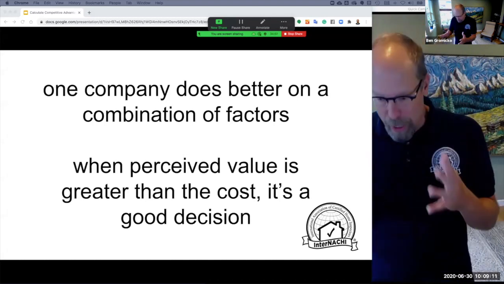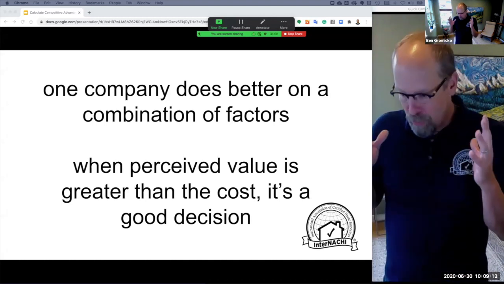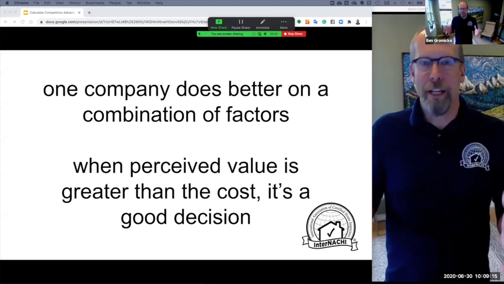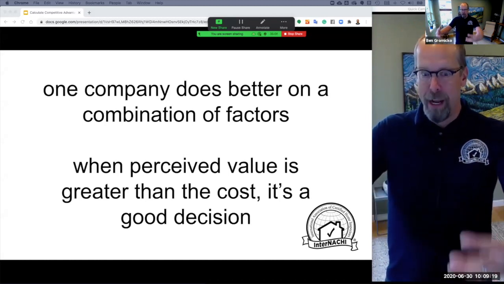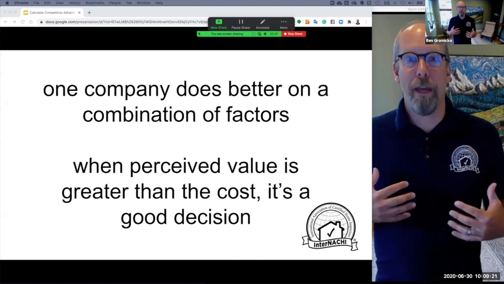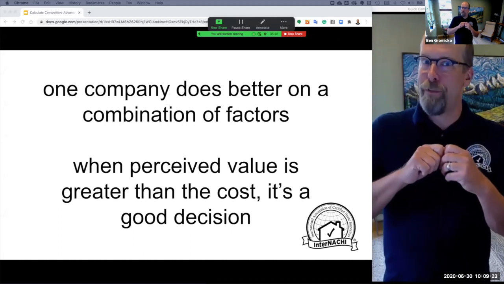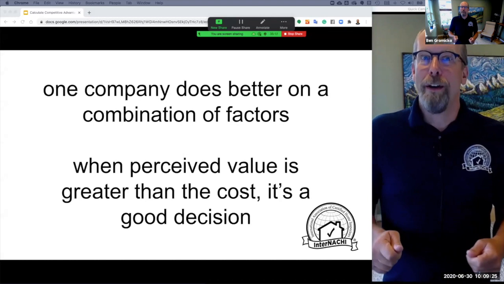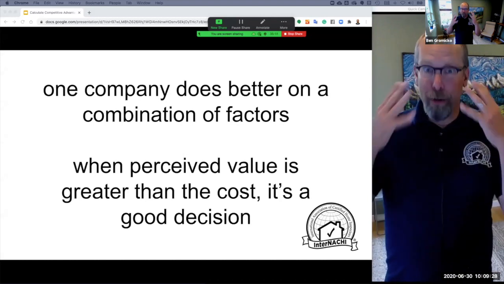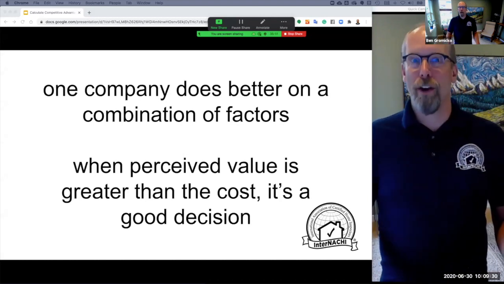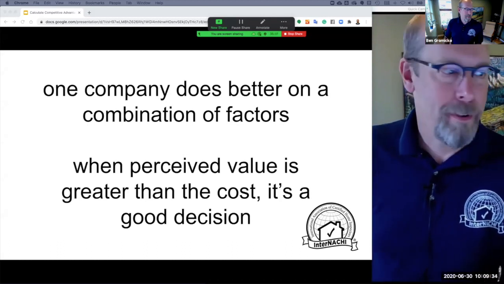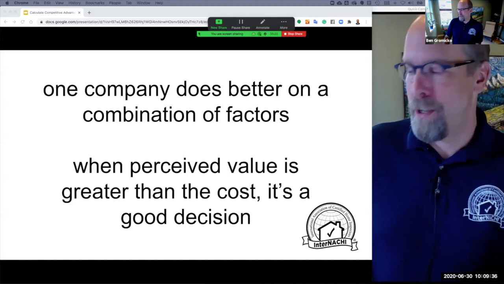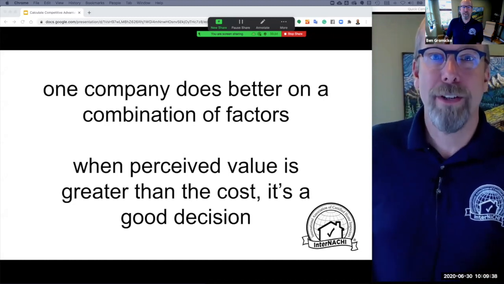So when I was looking for the right van to rent, I was looking for certain things that provided overwhelming value to me. And I thought, well, if the overwhelming value is perceived to be much greater than the cost, then it's a good decision for me. So when the perceived value is greater than the cost, it's a good decision.